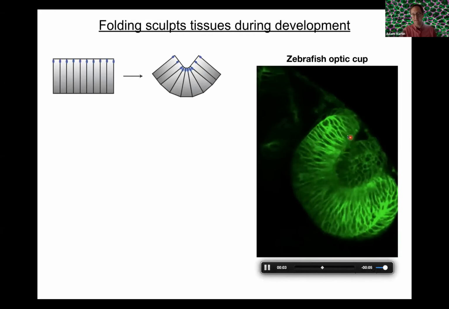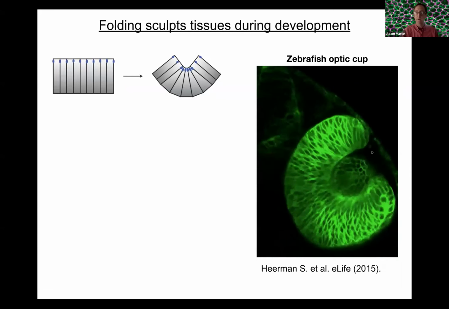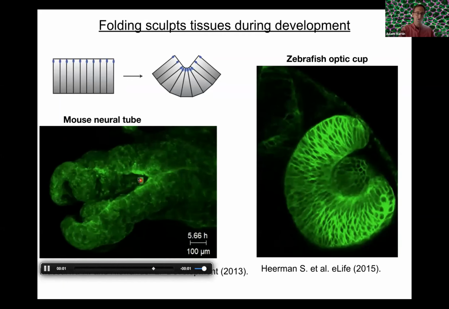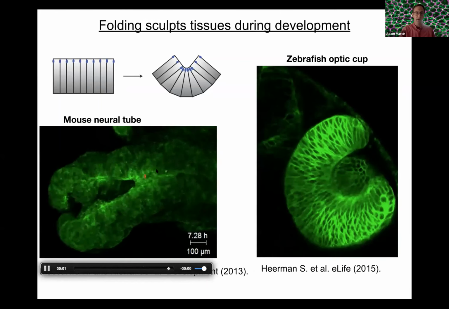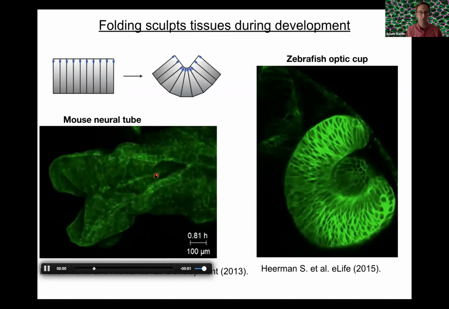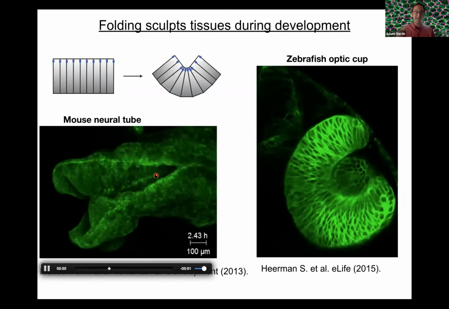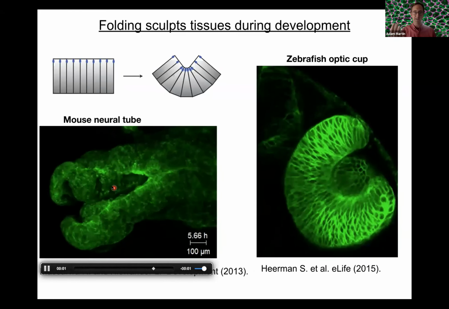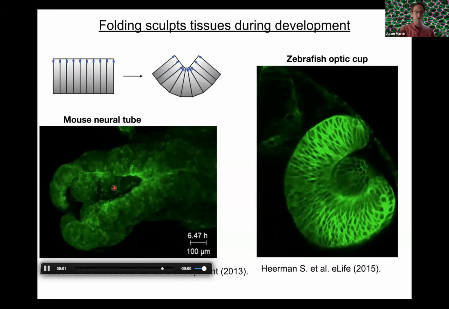Here's a tissue that bent into this characteristic cup shape, which is a developing eye, in this case in zebrafish. And here's another example of a mouse neural tube that's folding and zipping up along this seam here. It's just looping over and over again. This is important because this will give rise to the vertebrate brain and spinal cord, and defects in this folding process result in some common human birth defects. So it's really important that we understand mechanistically how force is generated to drive these processes.